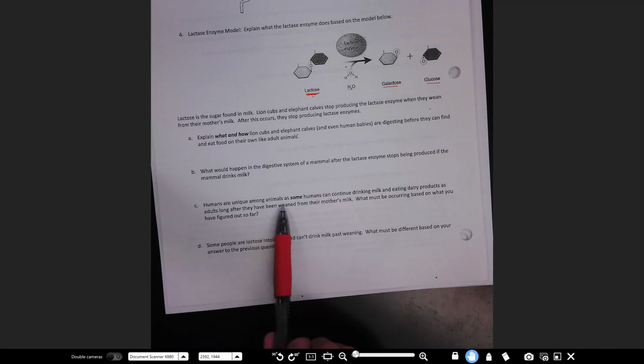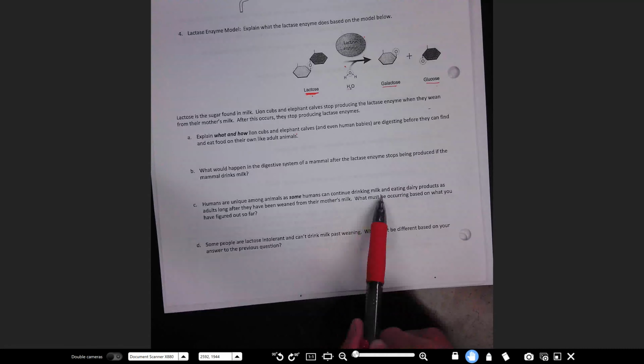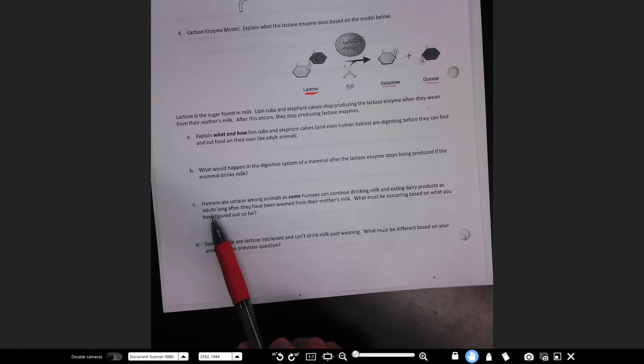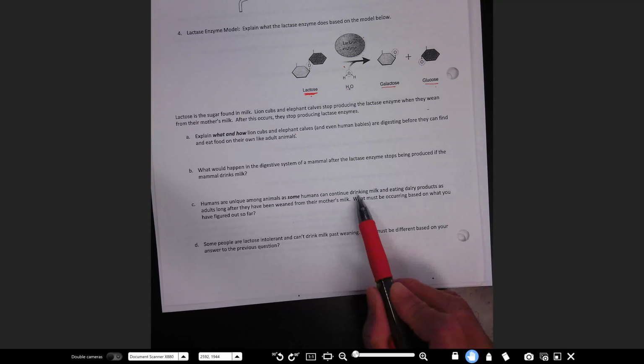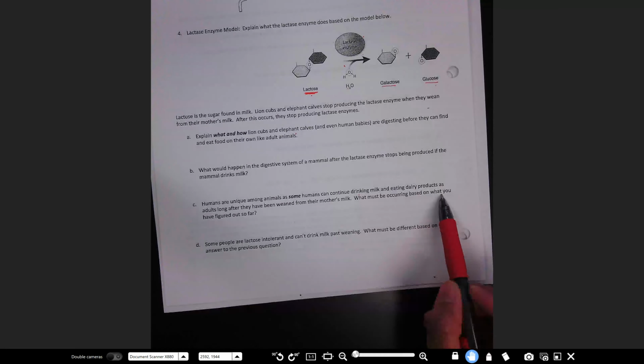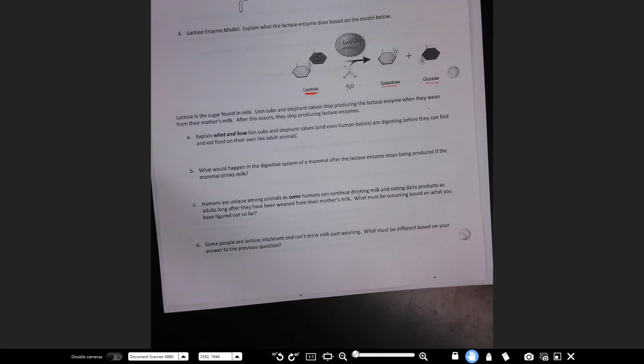Humans are unique among animals, as some humans can continue drinking milk and eating dairy products as adults long after they have been weaned from their mother's milk. What must be occurring based on what you have figured out so far? Okay, so if you're not what's called lactose intolerant, that means you can drink milk and eat dairy products, even though you are not drinking breast milk anymore. It's supposed to be that after you stop drinking your mother's breast milk, then you stop producing the lactase enzyme and you can't drink milk anymore.